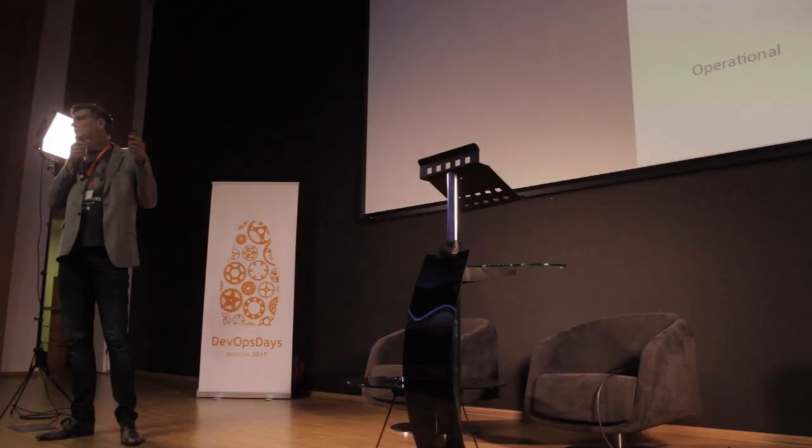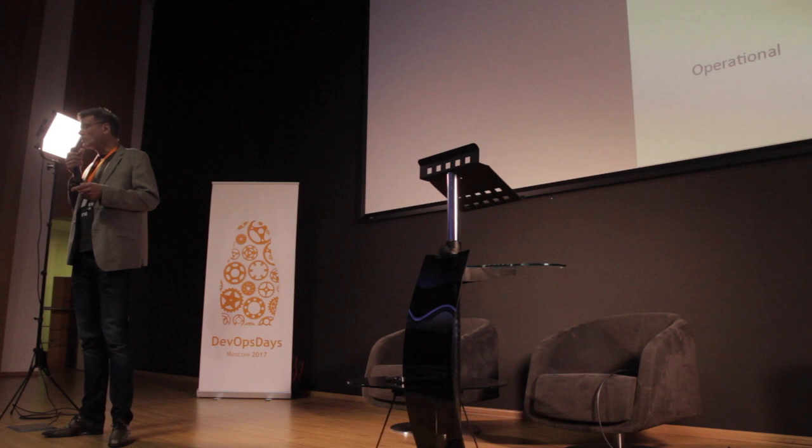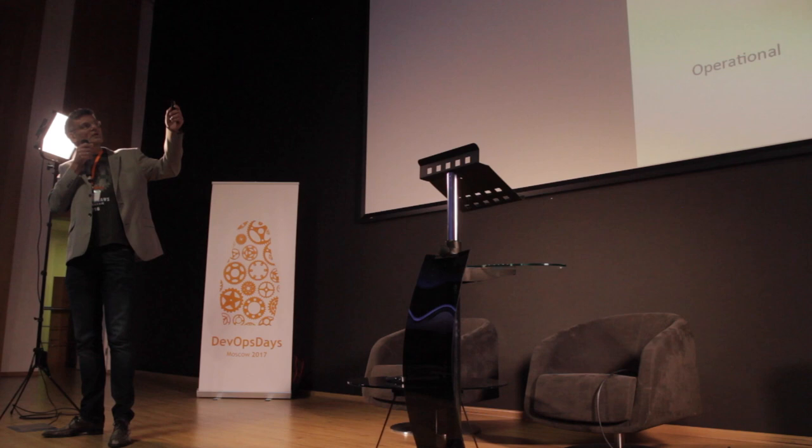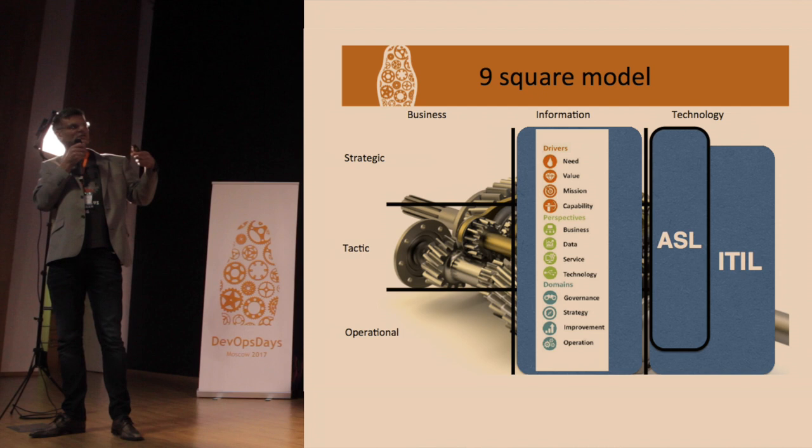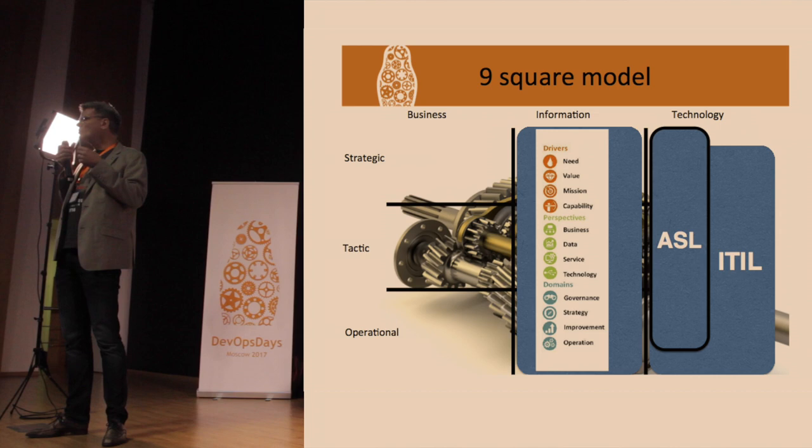And that's also important for DevOps, because if you are talking about DevOps, then you need a lot of things to see. You need to know about your business need, their value, their mission, the capability, the data, the service, the technology, the governance, the strategy. So a lot of those things you need to know to make sure that DevOps can spread in the organization, to come from DevOps to enterprise DevOps. And that's actually what I'm doing almost all day.